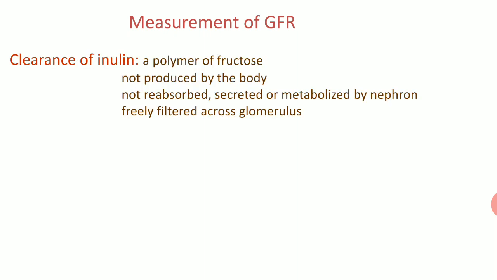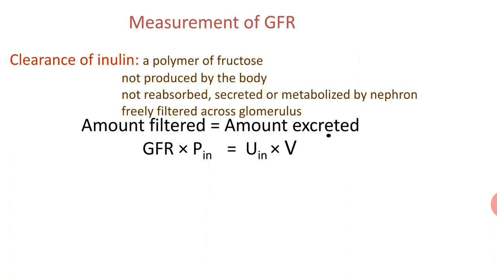So for measurement of GFR, we use an inert substance, which is neither secreted by the kidney tubules nor absorbed by the kidney tubule, and it is only filtered, and that substance is inulin. Inulin is a polymer of fructose. It is not produced by the body, not reabsorbed, secreted or metabolized by the nephron, and it is freely filtered across the glomerulus. So the amount filtered is the amount excreted. So GFR times plasma inulin concentration is equal to urinary inulin concentration times volume of the urine.